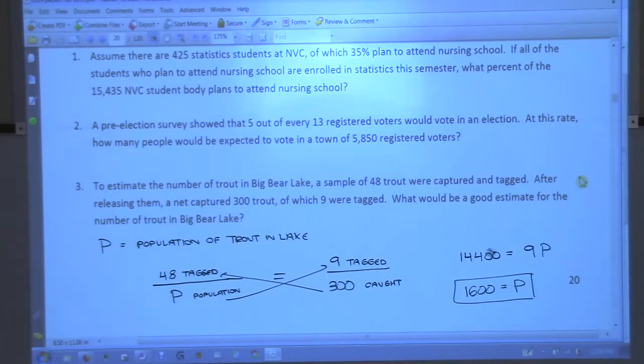Okay, so that problem's a little different than the other problems because it's not an exact proportion, it's an estimate.